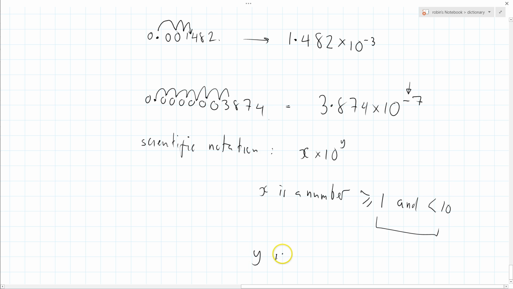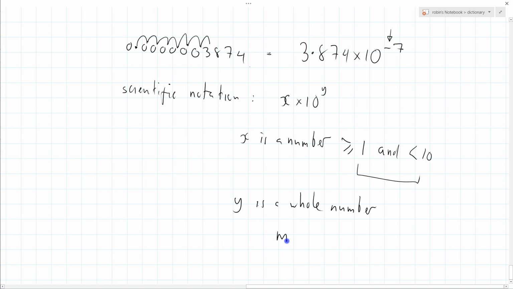Oh, what's y? y is a whole number, but it might be positive or negative. Or 0, I guess.